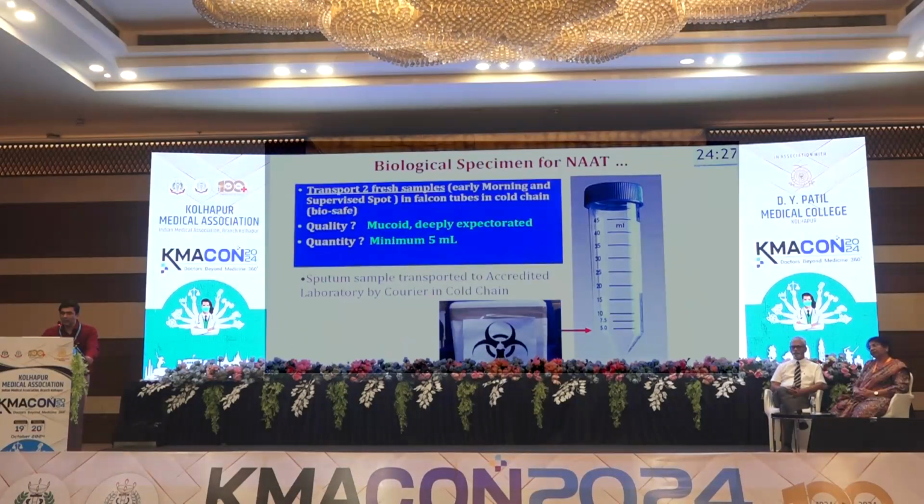Okay. Next is what type of specimens are required to be run on these machines. So for pulmonary, there is a sputum sample, two samples, spot and morning, are required. The quality should be mucoid, deeply expectorated, minimum 5 ml. For extrapulmonary, and this has to be for TrueNAT and CB-NAT, it has to be transported in Falcon tubes.